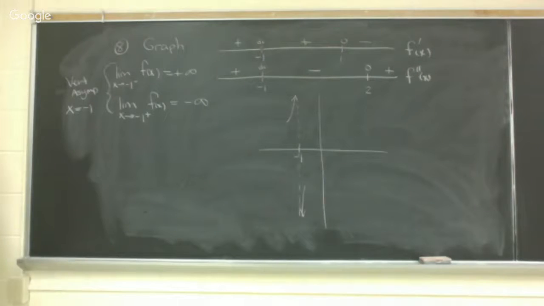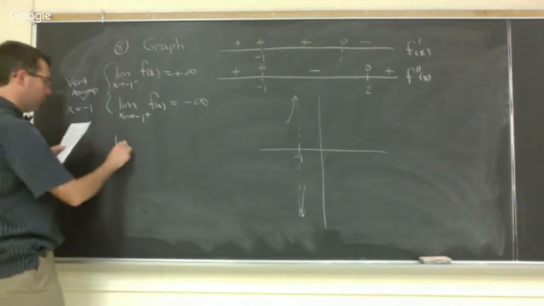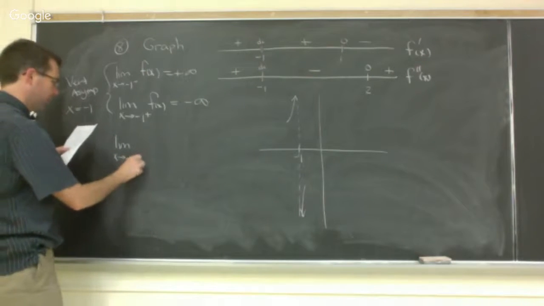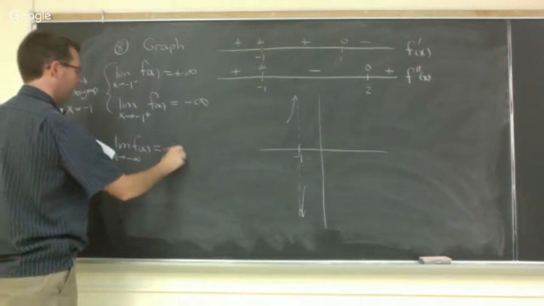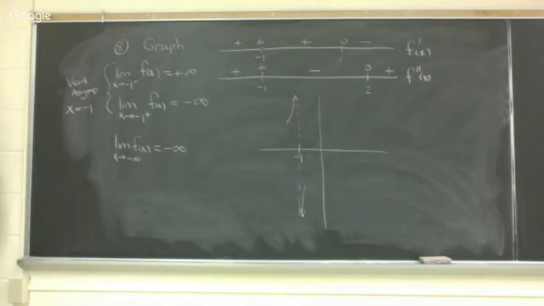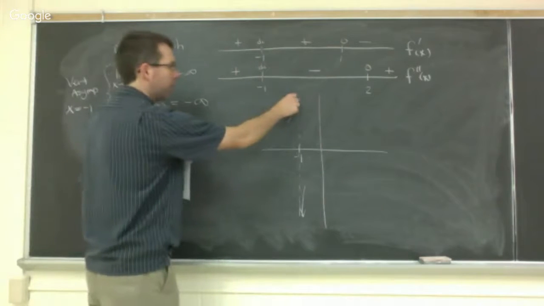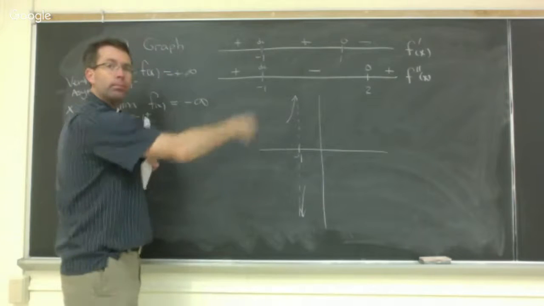We have the limit as x goes to minus infinity is minus infinity. So what does that say? To say that as x goes to minus infinity, y goes to minus infinity, means that this part of the graph has to keep going down.